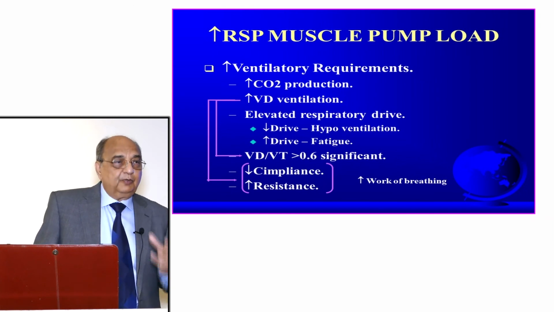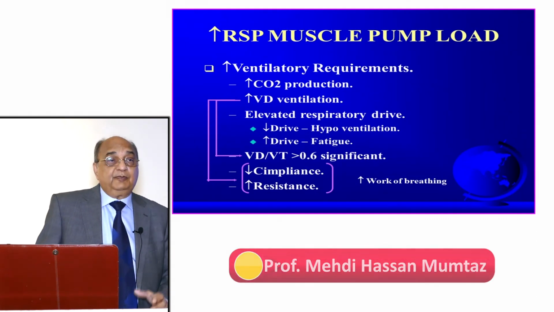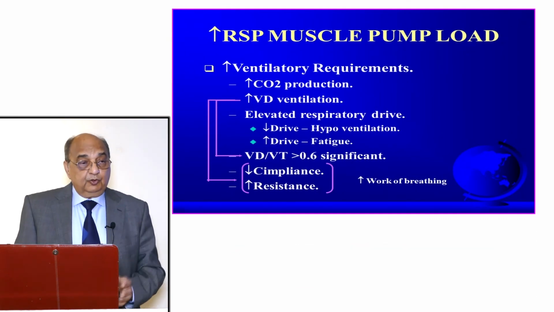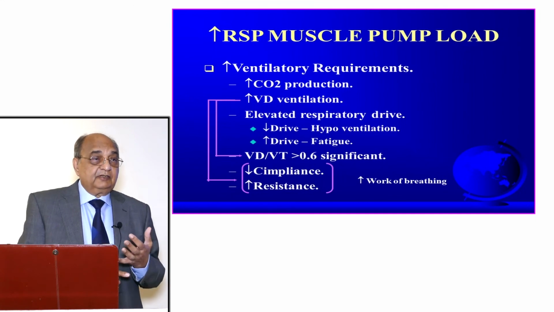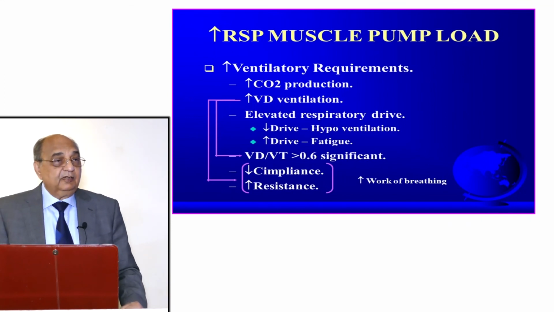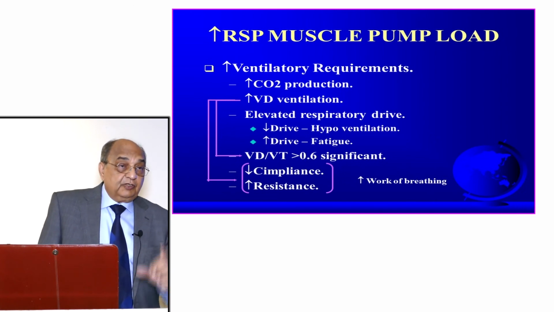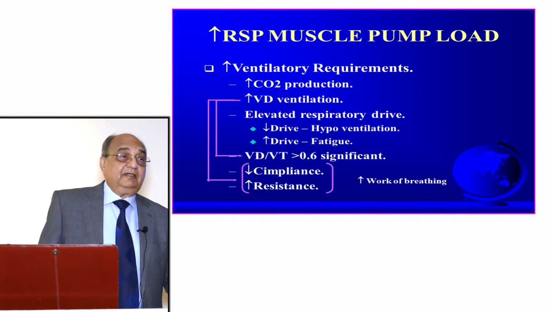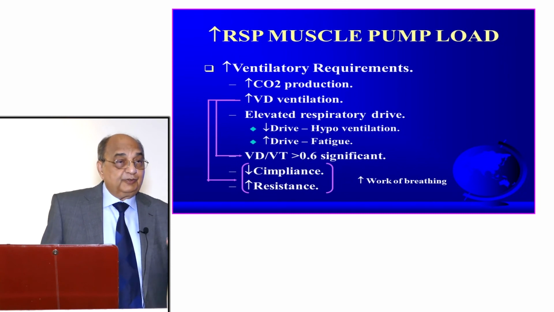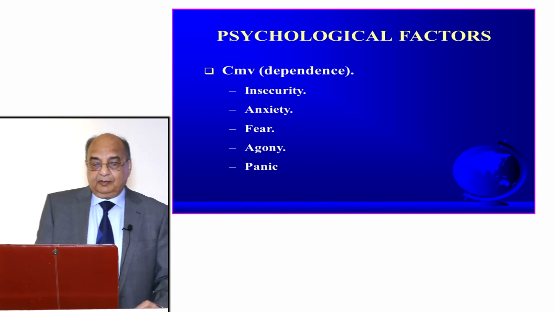So that has to be normalized. That has to be looked into. The compliance should be as near to the normal as possible. Resistance should be as minimum as possible. This resistance could be because of the lung tissue itself, the conductive pathway, or the circuits you are using for ventilation. So all these things we'll have to look into. The product of compliance and resistance is called the time constant, and the time constant has to be looked into. Then psychological effect. Patient is on controlled mechanical ventilation.